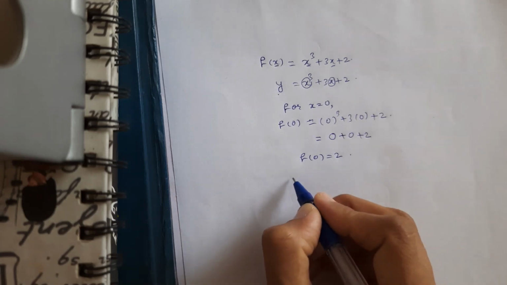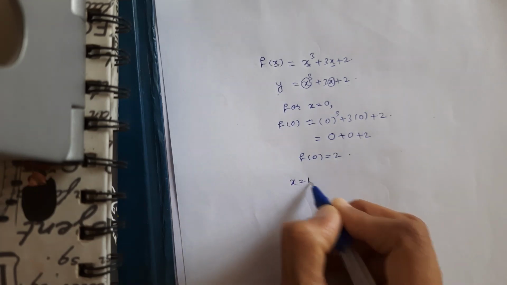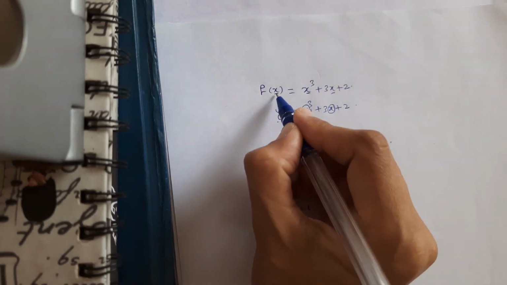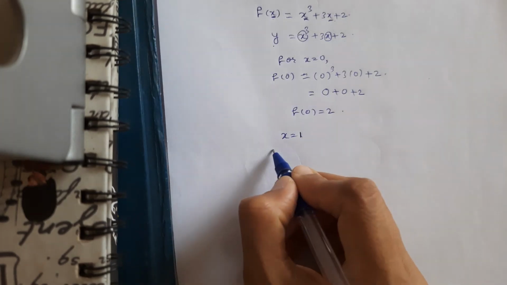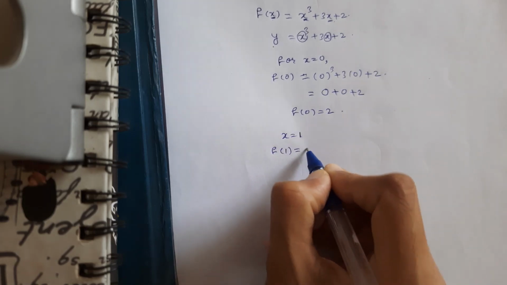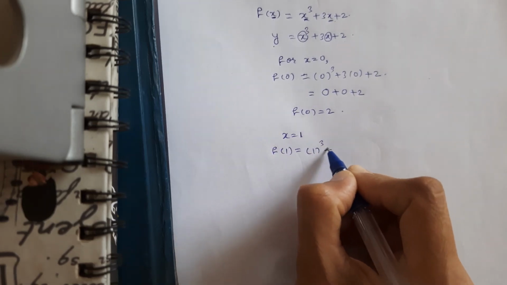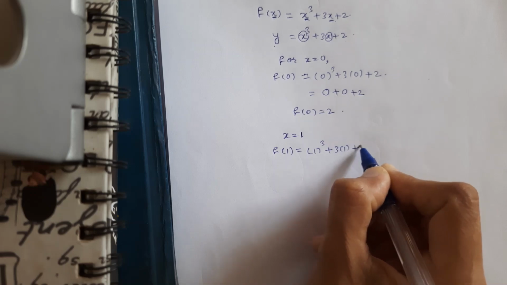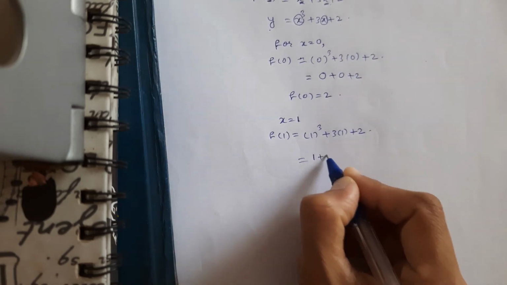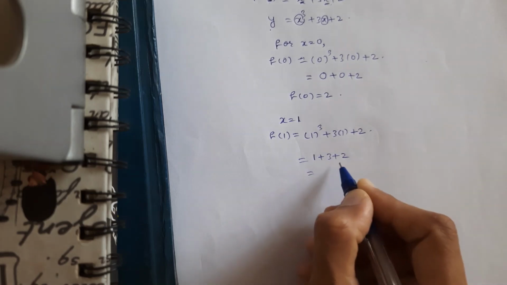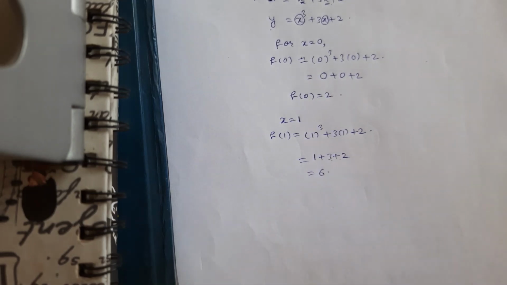Okay. Now suppose x equal to 1. Then what will I get? Just replace x with 1, everywhere replace x with 1. So f of 1 equal to 1 cube plus 3 into 1 plus 2. So it is 1 plus 3 plus 2, 5 plus 1, 6.